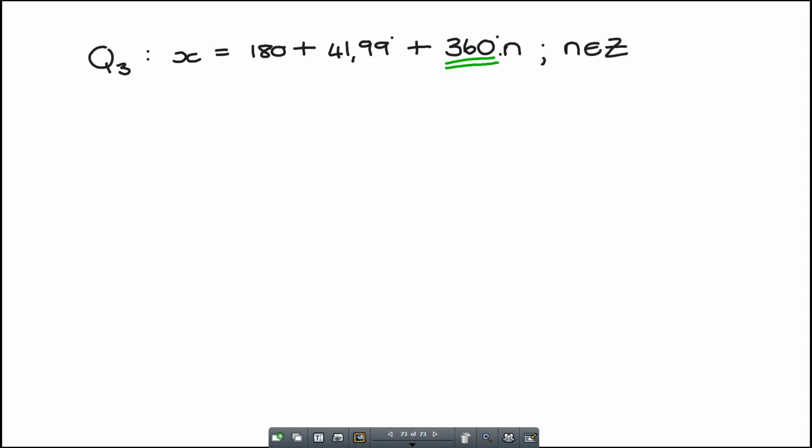Okay, right, so let's just simplify that. So I'm going to have x, oopsie. So x is equal to, as ek nou vat die 180 plus die 41, dan gaan jy 221,99 plus 360 maal n.